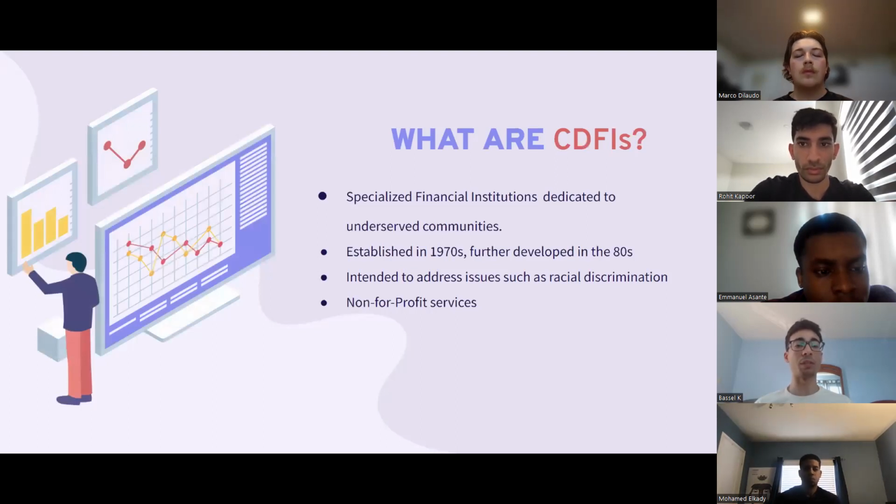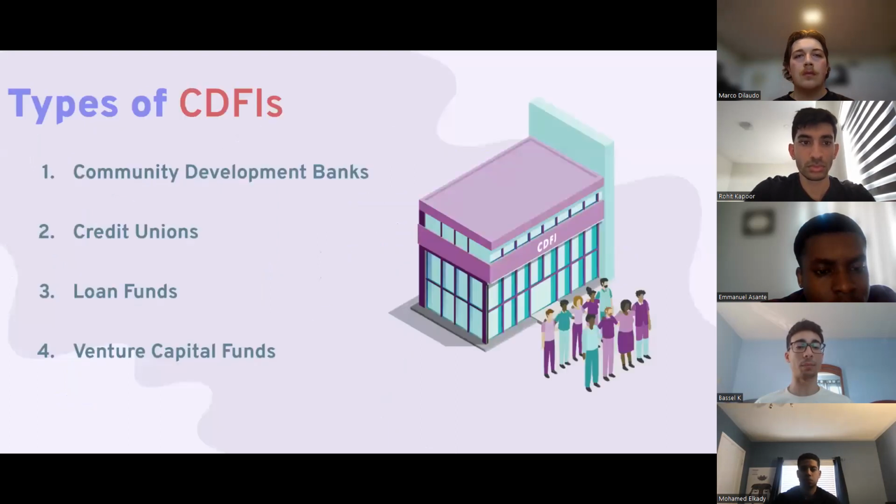Now on to Rohit for the different types of CDFIs. So looking at the types of community development financial institutions, there are four main structures, and these include community development banks, credit unions, loan funds, and venture capital funds.